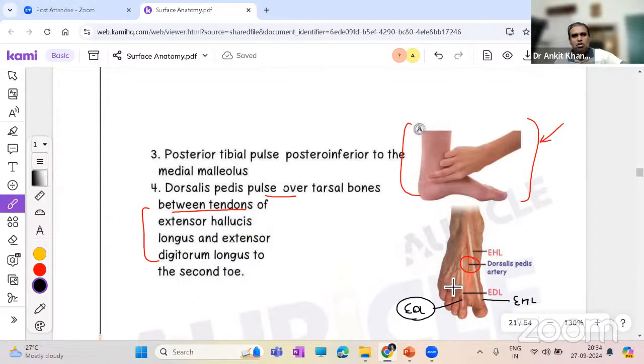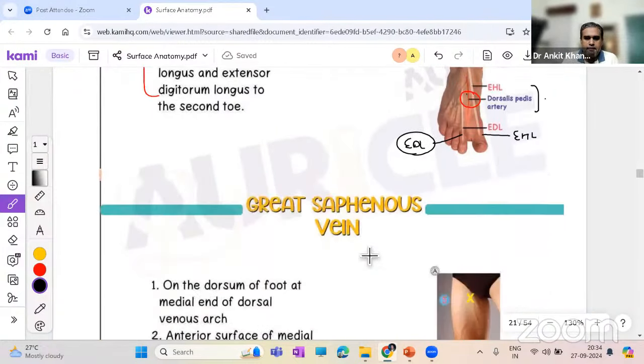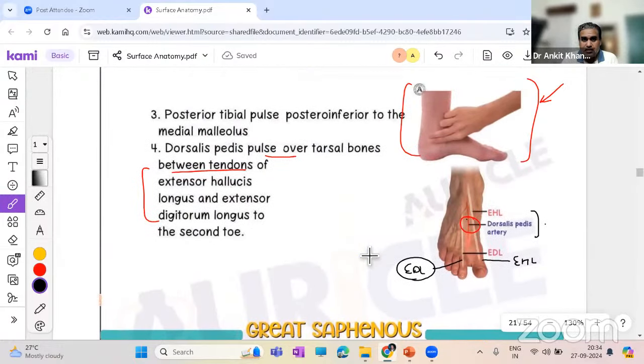Forget the patient, do it on yourself only. You extend your toes, you will see these tendons. And between these tendons, you know where you have to place your finger to palpate the dorsalis pedis artery. This is how you can start to practice them. Now there were arteries, which are very, very important.